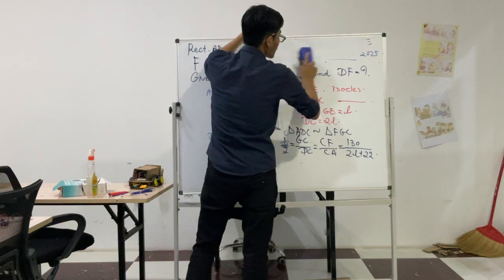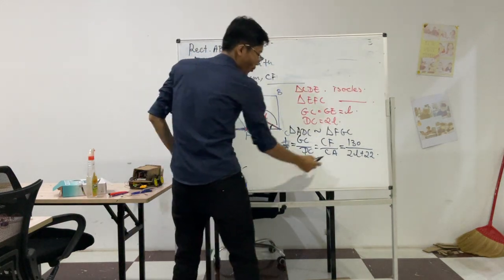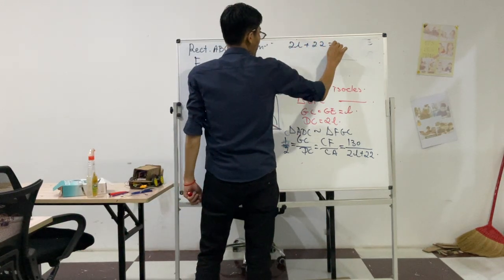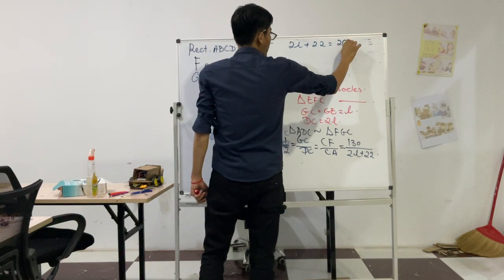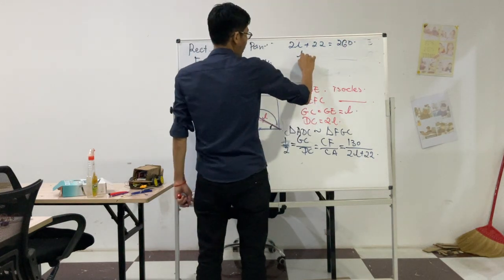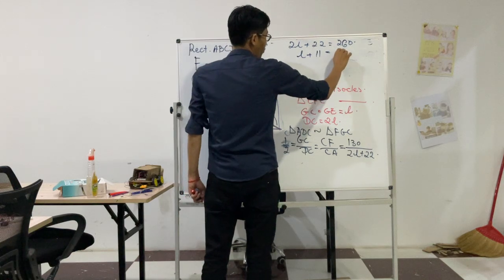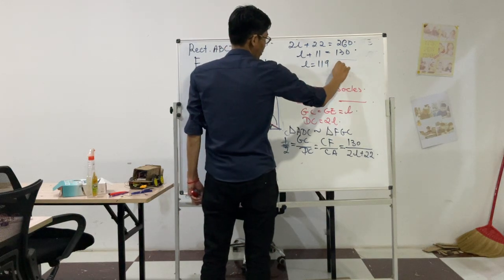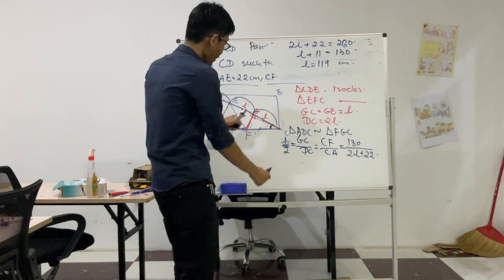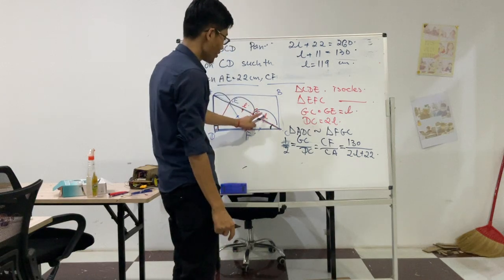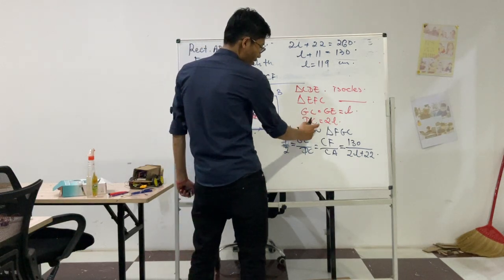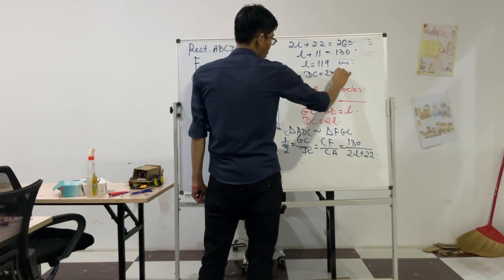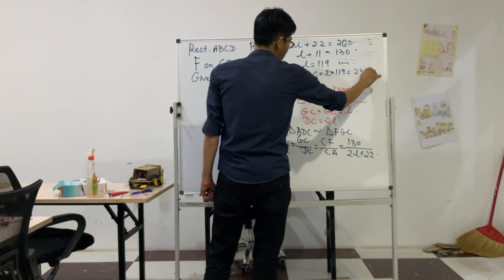So with this, we get 2L plus 22 equal to 260. So we get L plus 11 equal to 130, and L is equal to 119 centimeters. So what is L again? L is this GC. Because we know DC equals 2L, DC here equals 2 times 119, which is 238 centimeters.